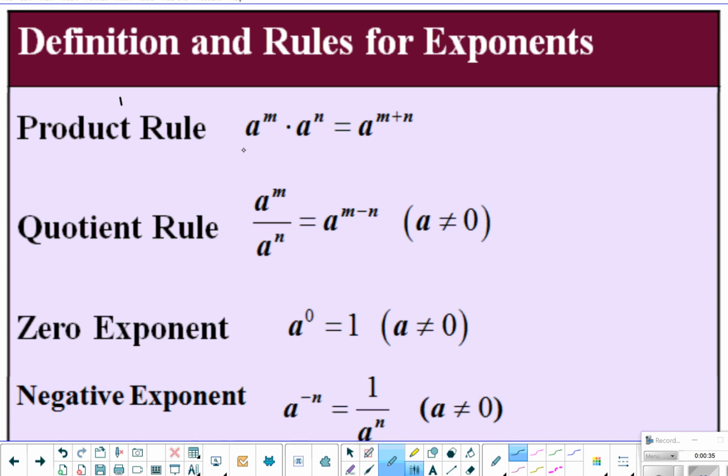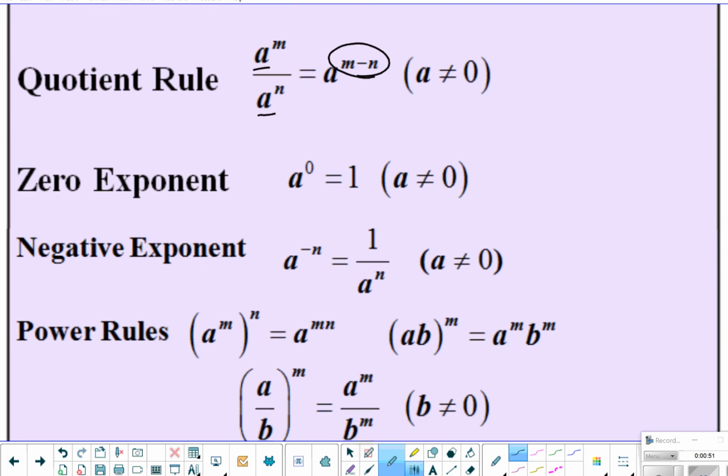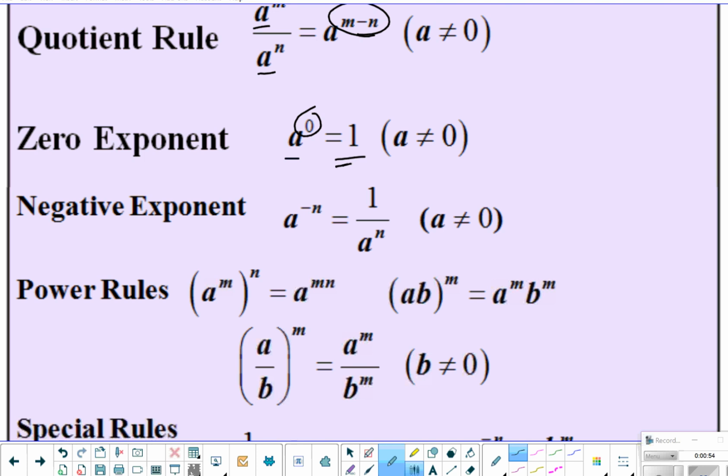Remember your product rule? If I have two bases that are the same, I add their exponents. For quotient rule, if I have two bases that are being divided, I can subtract their exponents. The zero exponent rule, if I have a base raised to 0, the answer is 1. Negative exponents, we know move the base and power to the below spot, so I get 1 over. If it were in an underneath spot with a negative, then it moves to the top and becomes just a to the n. If I have a power raised to another power, that's when we multiply.